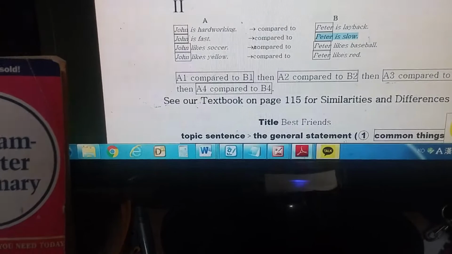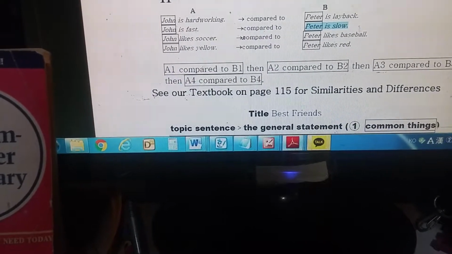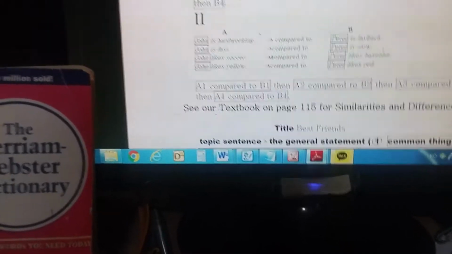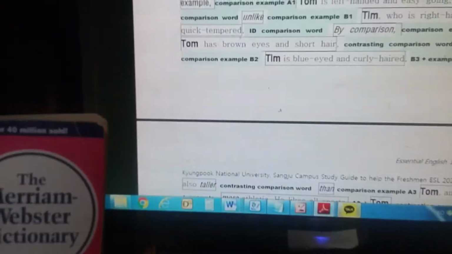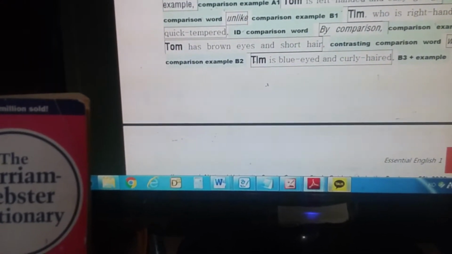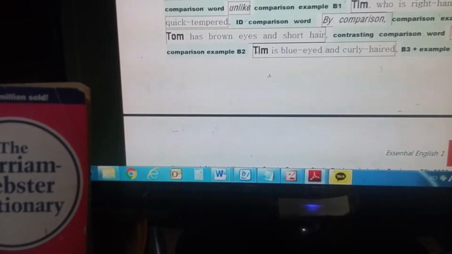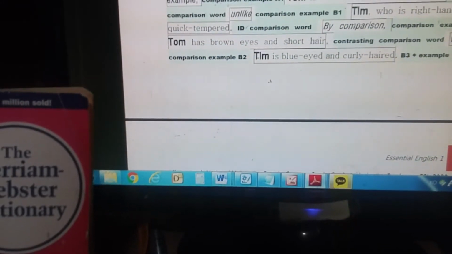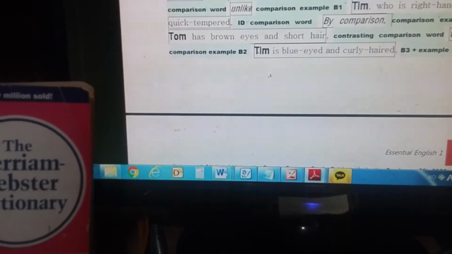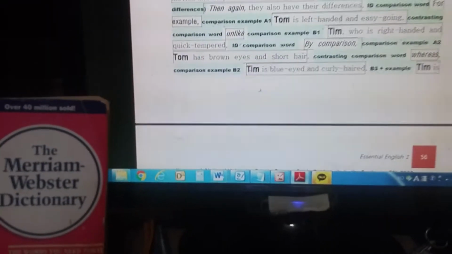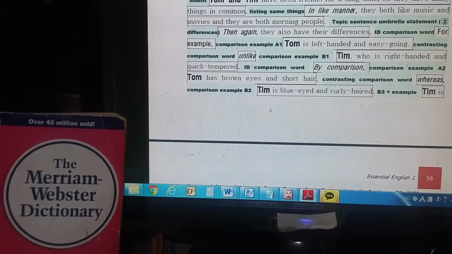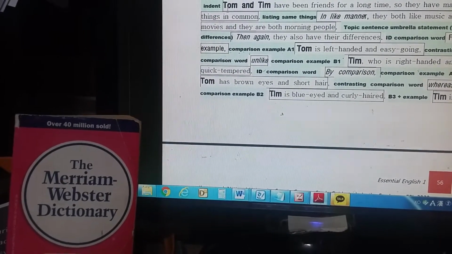All right. Now, I've given you some sentences that help you. Here is an example. Let's look at this example. There it is, Tom and Tim. The title is Best Friends. Here they are. And then there needs to be a topic sentence or a general statement. And this is the topic statement. It's like common things. That is in the topic sentence. You put the common things.